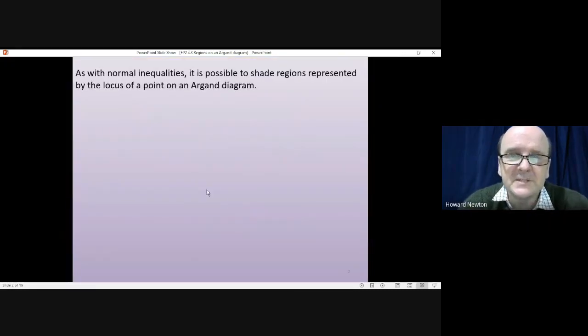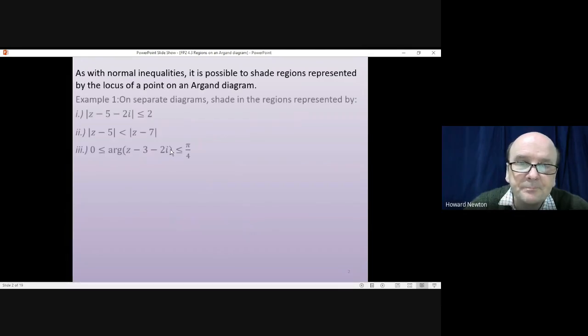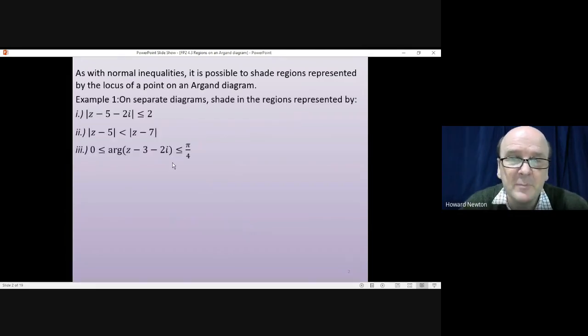Now, in previous lessons, we've looked at equations and loci. And equations always give you a line that you need to draw. Just as with normal inequalities, if you have inequalities and loci, then what you'll get is a region that you have to shade, where the whole of that region is represented by the locus of a point. We'll go straight to a series of examples.